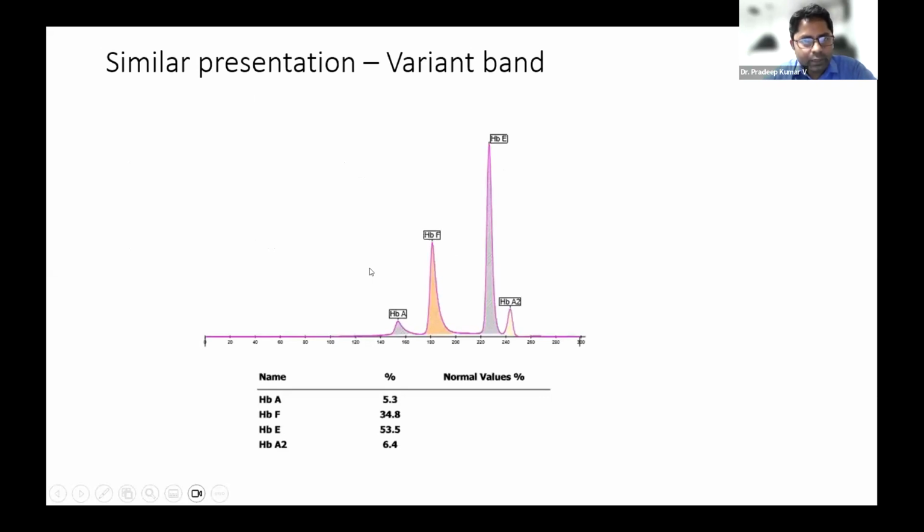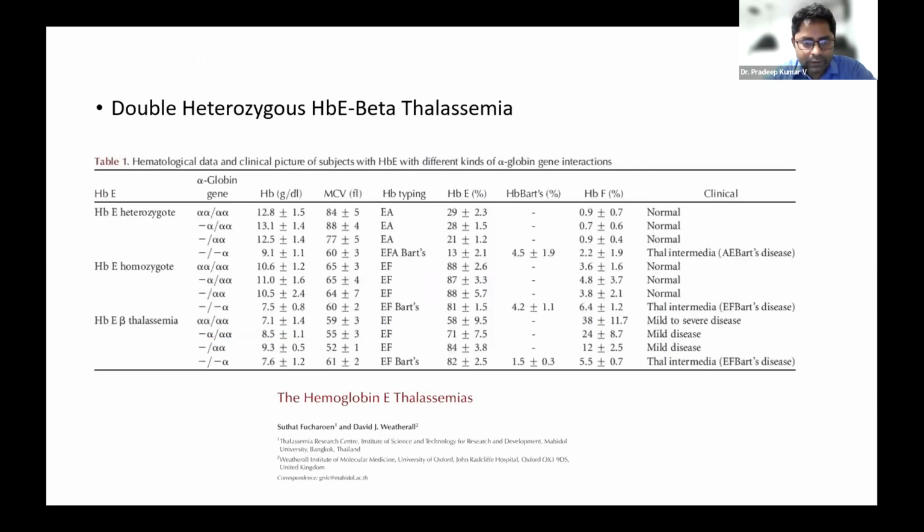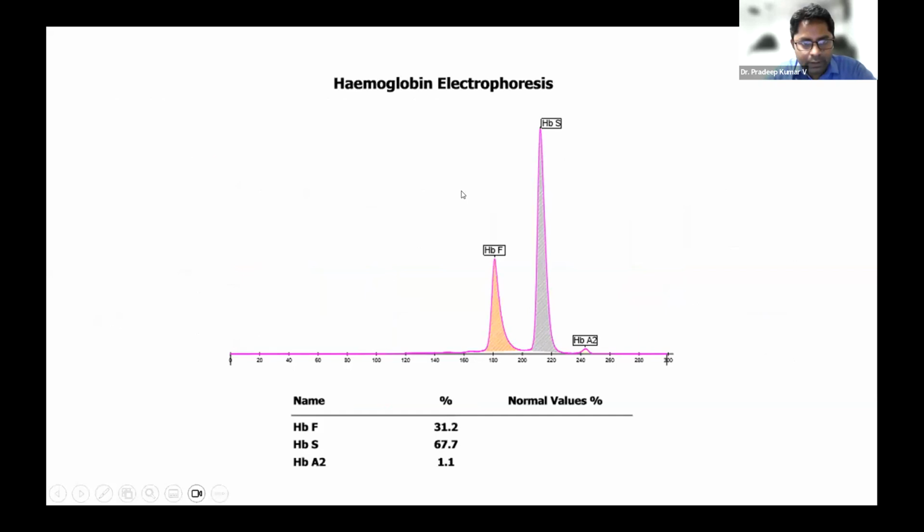Just to speak about hemoglobinopathies, this is one more spectrum, which is double heterozygous HbE beta thalassemia, which will present more often like an intermediate or major. And this is one of the articles which speaks in depth about how hemoglobin E thalassemias are. In that, you see that mild to severe disease is E beta with no concurrent alpha deletions.